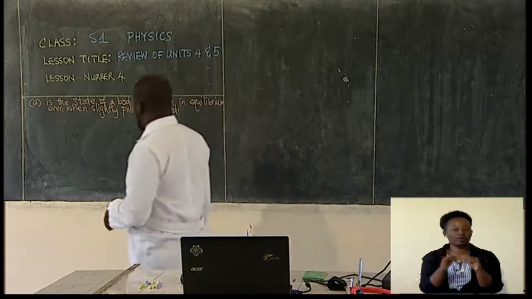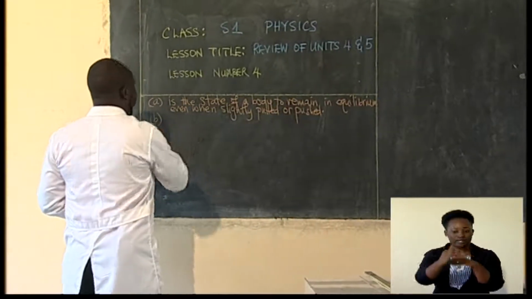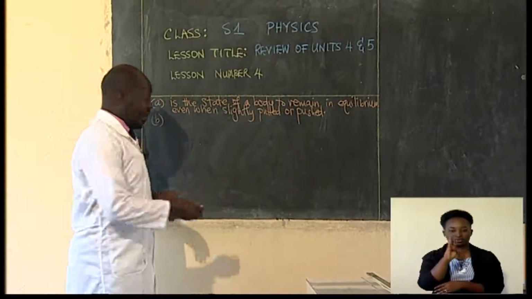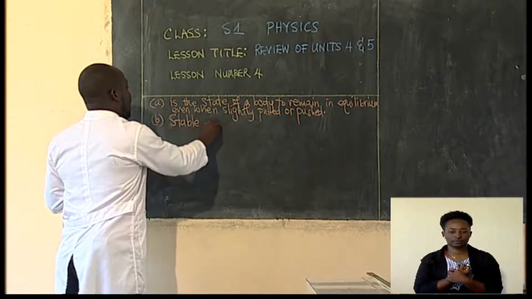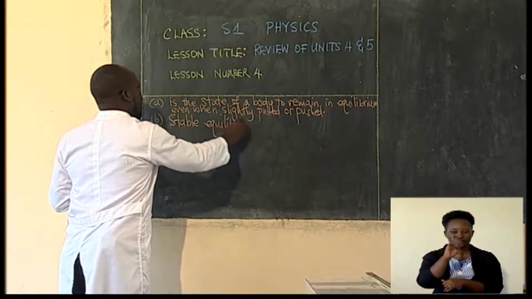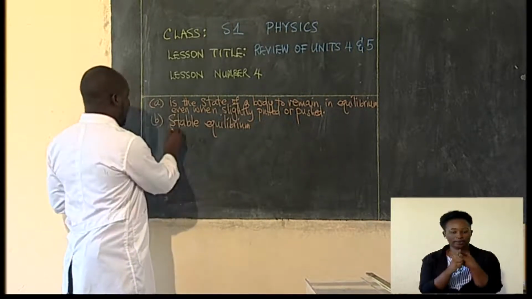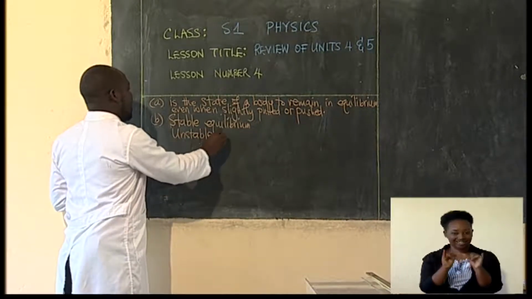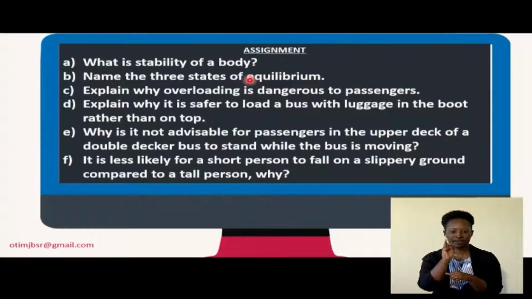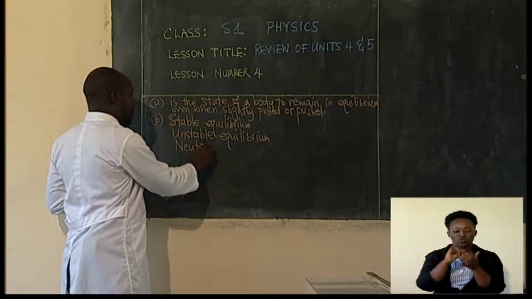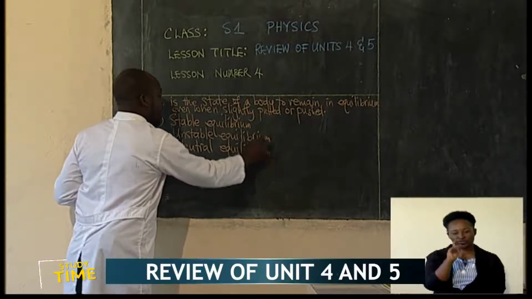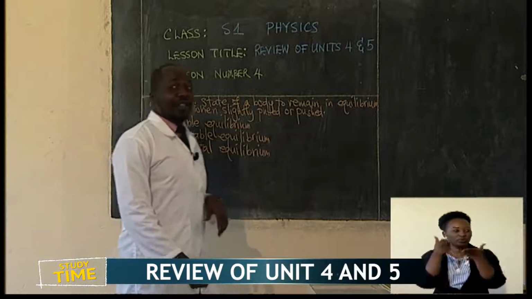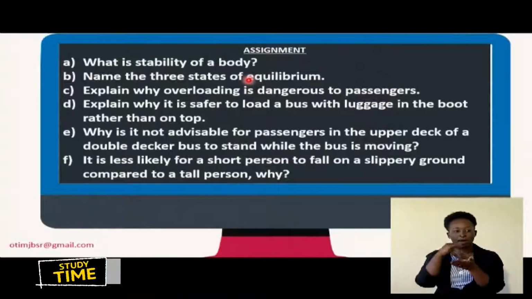Okay, let's look at B. Name the 3 states of equilibrium. Again, this is walkover, very easy. We looked at that. Okay, let's begin with it. Stable equilibrium. That is one. The other one is unstable equilibrium. And the last one is what? Neutral equilibrium. Very good. Some of you have got the answers very nicely. Good physics students. And today we are not going to explain what they are because we have already looked at them.